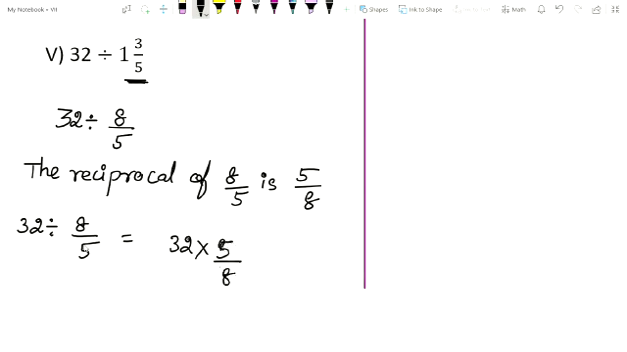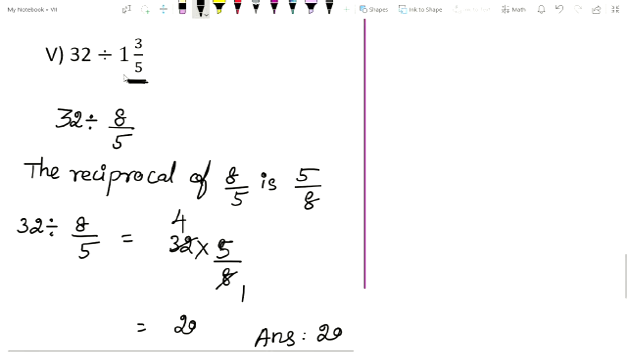Because the reciprocal of 8 by 5 is 5 by 8. 8 ones are 8. 8 fours are 32. Now you multiply the numerator. 4 fives are 20. 20 by 1 you get 20 only. So what is the answer, children? 20.